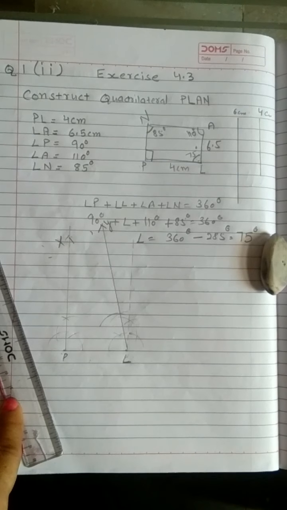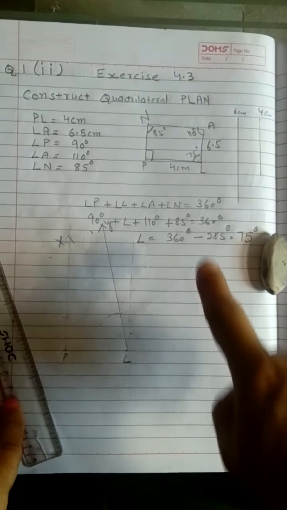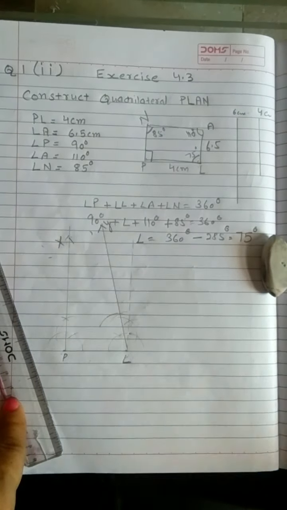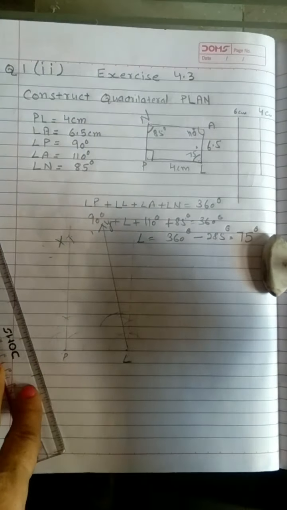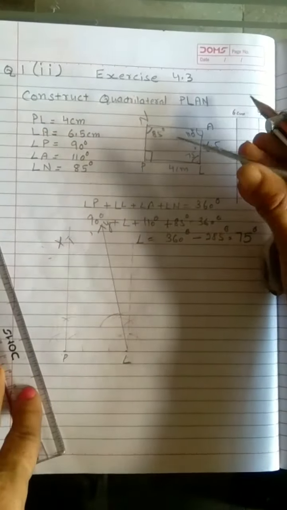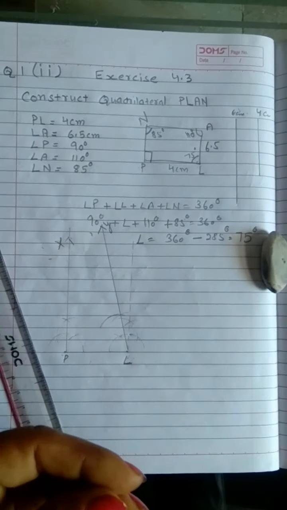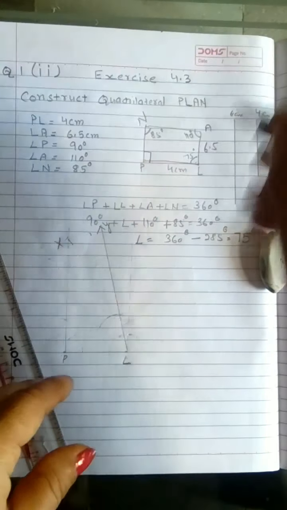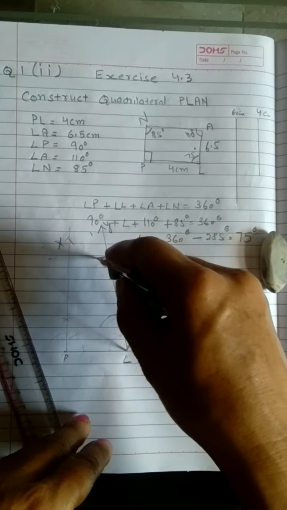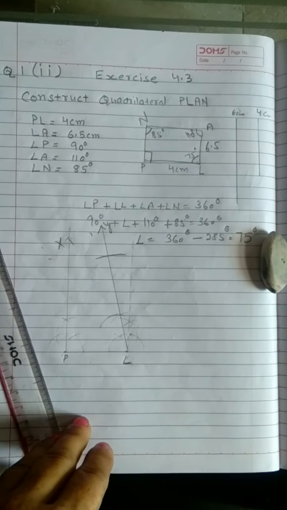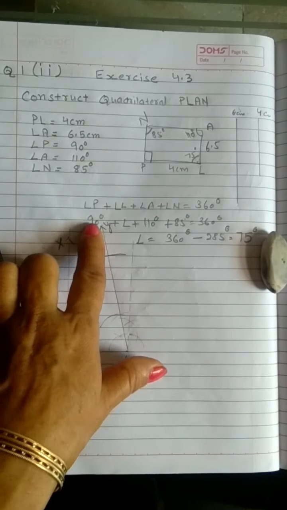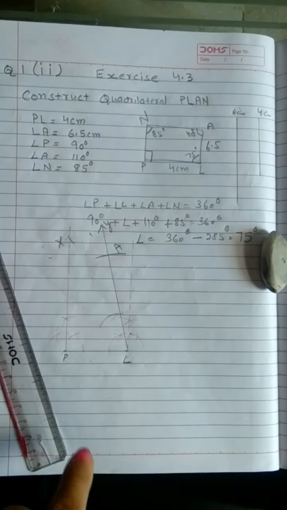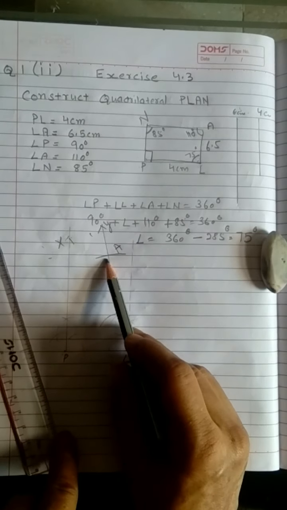You can name it Y, and this angle YLP is of 75 degree, between 60 and 90. You draw the 75 degree angle, and now you know point A is 6.5 centimeter away from L. So I have already drawn here 6.5. With L as the center and radius 6.5 centimeter, draw an arc which cuts the ray LY at point A. Clear? This is your point A.